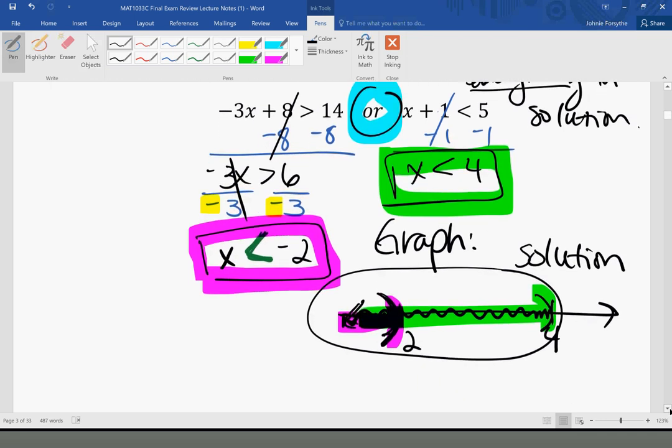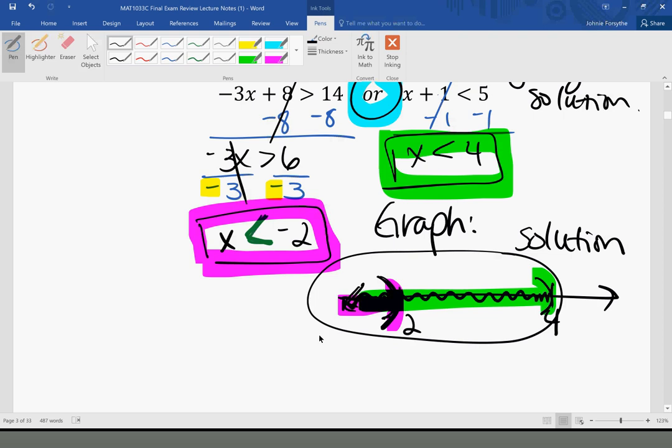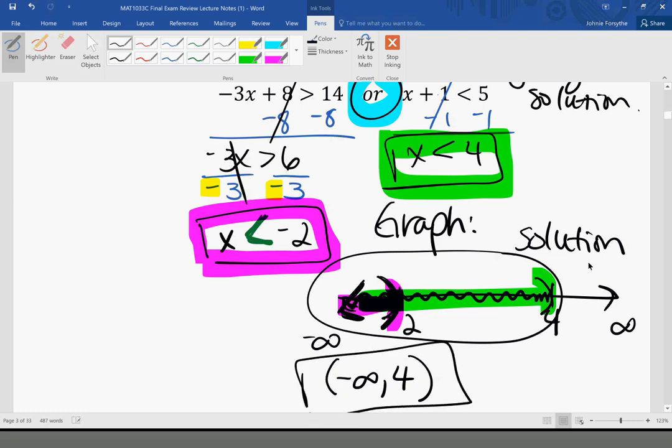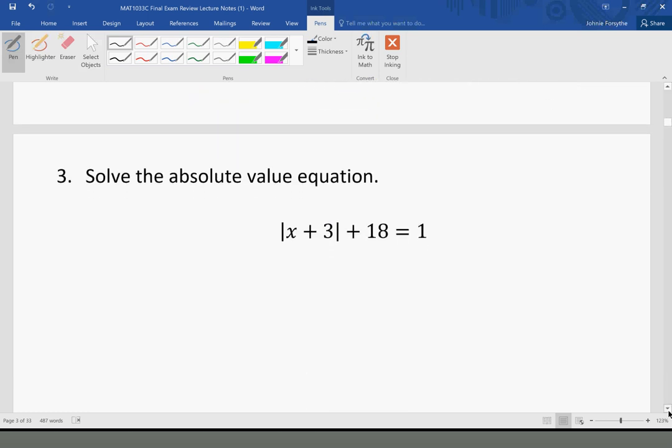And so what will we write as an interval? We always start from left to right. So at the very left is negative infinity. At the very right is positive infinity. So for our solution, we're starting at negative infinity. It starts all the way here. And we always use parentheses for infinity. And it's going all the way to 4. And it's not including 4, so we're going to use parentheses. So this is our solution here. Negative infinity all the way to 4. Okay? All right, let's look at the next one.